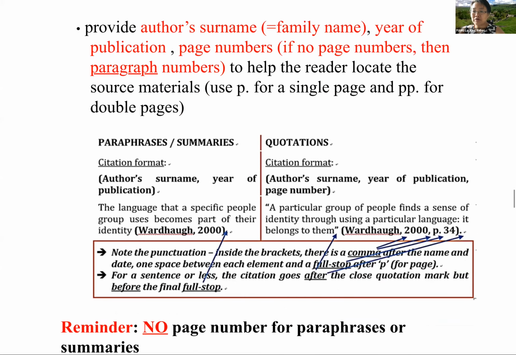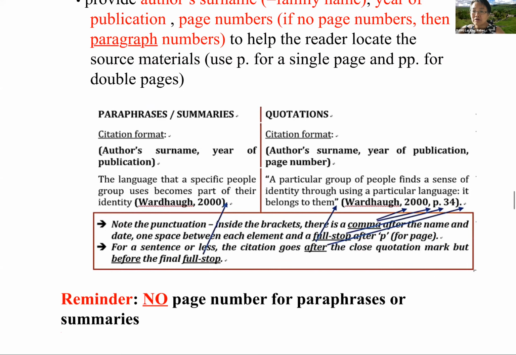All right, on the left is paraphrase, on the right is a quotation. So when you use the citation for paraphrases, you notice that you do not need to use the page number, no page number at all. So Wardhaugh, W-A-R-D-H-A-U-G-H, you can see, is the surname of the writer. 2000 is the year of publication. And look at the full stop again. So make sure it is put after the brackets, not before. Many students put it before the in-text citations. It's wrong. It should be after, okay?